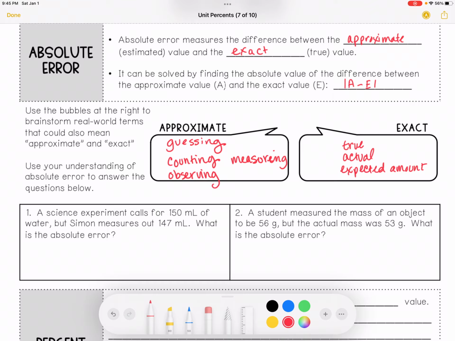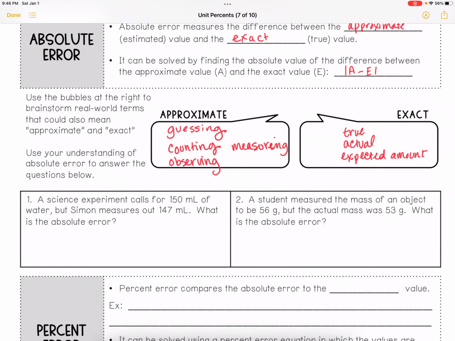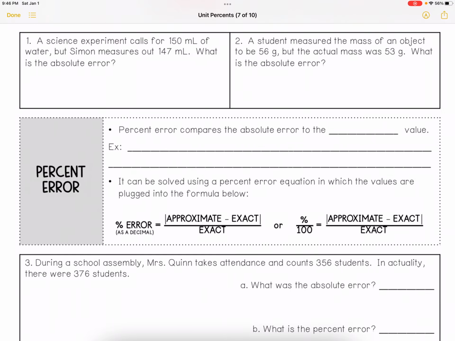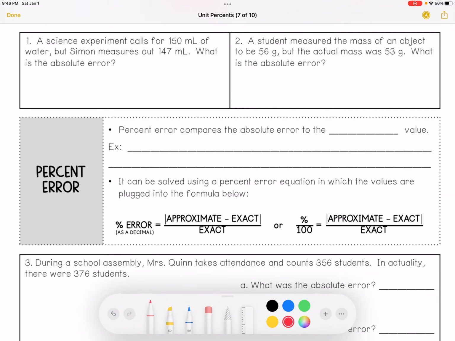Okay, now a science experiment calls for 150 milliliters of water, but Simon measures 147. What is the absolute error? So our approximate amount is 147 minus the actual, what we need. That gives us -3. We have to take the absolute value of that, and that equals 3.